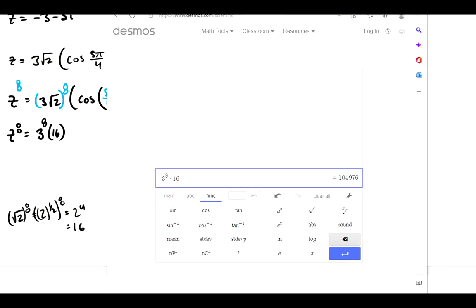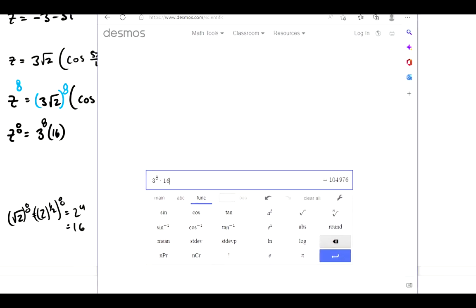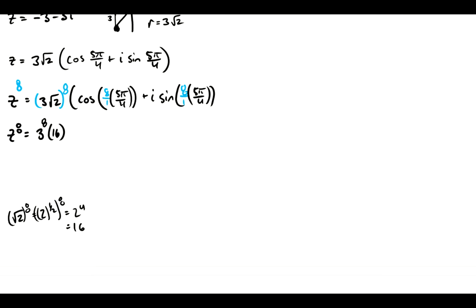We'll write that in as a second answer, but for now I'm just going to say 3 to the 8th times 16, and then parentheses. Now these would reduce here. The 8 and the 4 cancel, so that would become a 2, and then times 5 is 10. So cosine of 10 pi plus i sine of 10 pi. It's always going to be the same angle, so you kind of just need to calculate it once. And then after that, we could simplify this further.